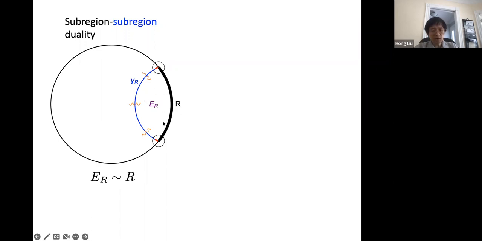So this is a very powerful relation and has played a very important role in many discussions of holography, including the recent Page curve story, etc. But the subregion duality only applies to the bulk region which ends at the boundary, and also only applies to very special bulk regions, which correspond to this entanglement wedge corresponding to a boundary region. Okay.